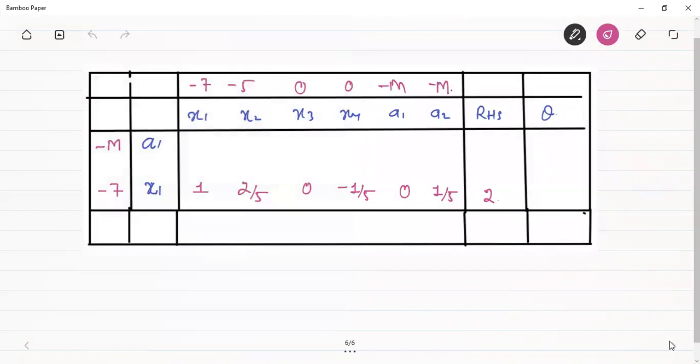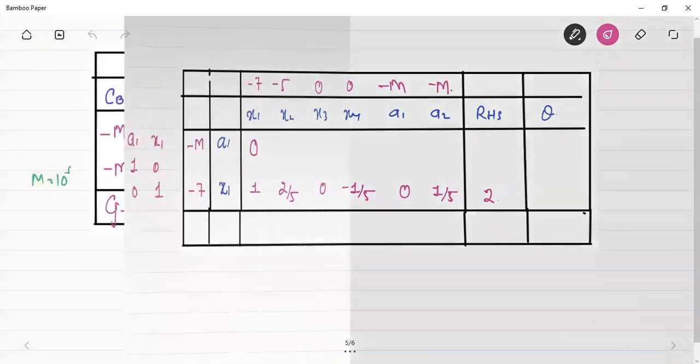Now see here what we are going to get here. Since a1 and x1 are the basic variables, we need an identity matrix in this order. Okay, तो x1 के नीचे 1 आना चाहिए यहाँ पे और 0 आना चाहिए यहाँ पे. So our aim is to get a 0 here. Therefore, we have to perform the operation between this row and the previous a1. So let's see what operation we have to perform.